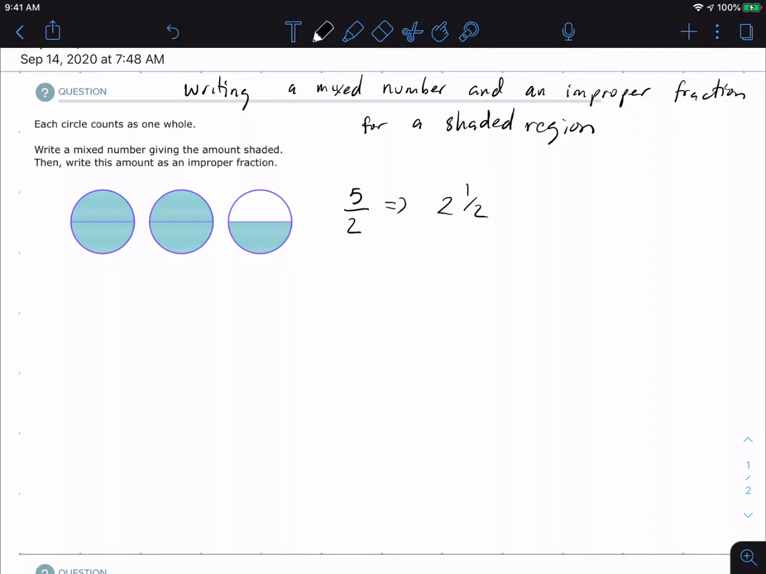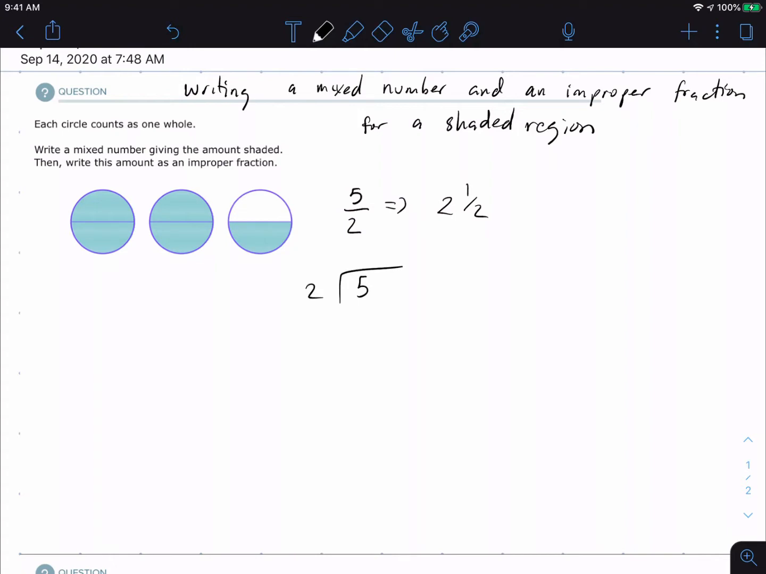We could see it here, right? So we have how many halves? We have 1, 2, 3, 4, 5 halves, or we could think of it as 2 solid circles and a half.